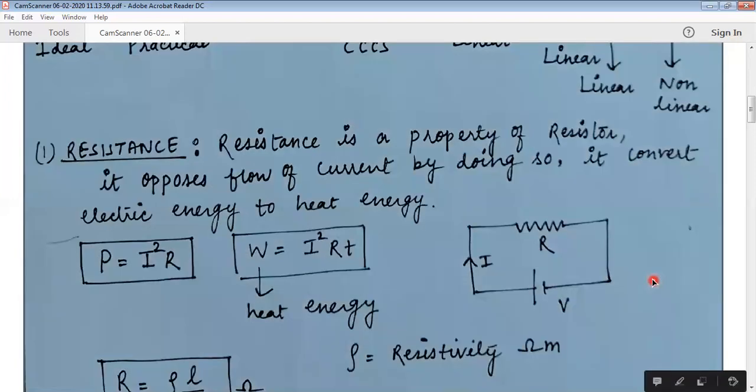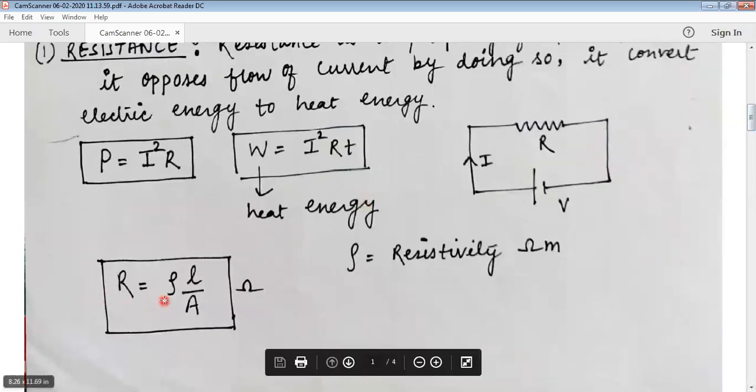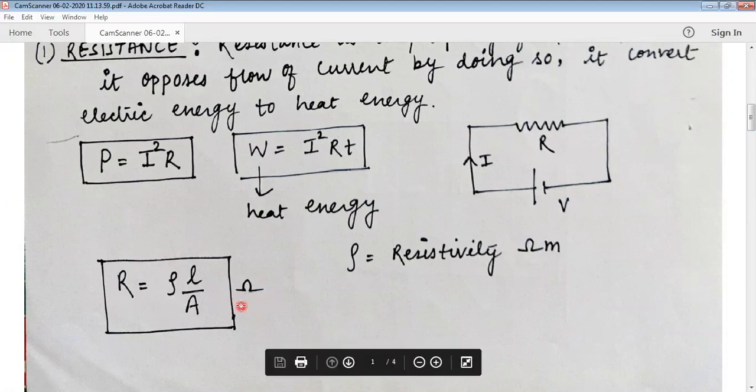Also, the resistance is given by R equal to rho L by A. Rho is the resistivity, and the unit of resistivity is ohm meter. The unit of resistance is ohm. L by A, because resistance always depends on the length of the conductor and the cross-sectional area of the conductor, and also this constant term, the resistivity. This is the property of that material, sometimes also called specific resistance. So resistance has unit ohm, and resistivity has ohm meter.